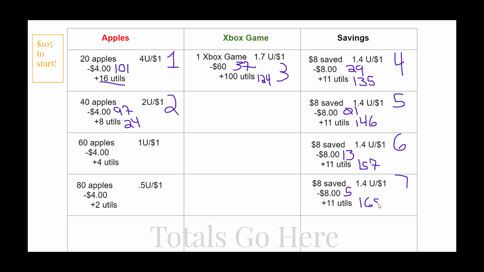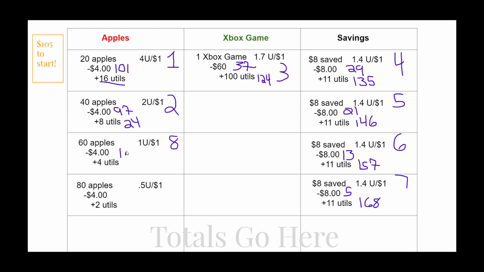Now it looks like we're done, but we're not. Don't forget, the third round of apples still only costs $4. I got $5 left. I'm grabbing those apples. So that means I'm going to have $1 left after I make my 8th purchase. The only other thing I can get is to save a 5th round of $8. Well, that ain't going to cut it because I only have $1. And apples cost $4. Well, I'm pretty much done.